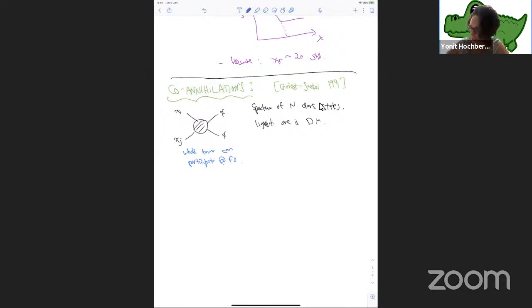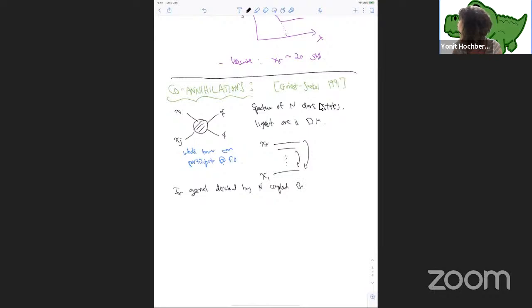Here's my tower of particles. Chi1 is my lightest state, and then I have some chi-i's up to some chi-n. All of these particles are participating at the time of freeze-out, and they also have interactions. They rapidly exchange energy between themselves, and eventually they all decay down to the lightest state. In general, this whole system would be described by n coupled Boltzmann equations.